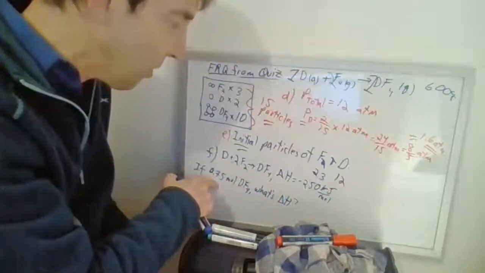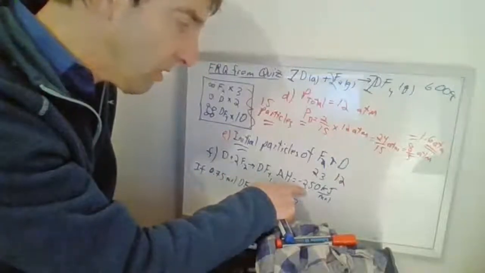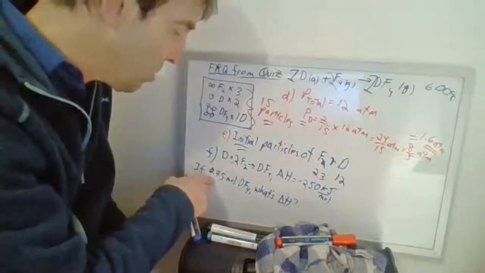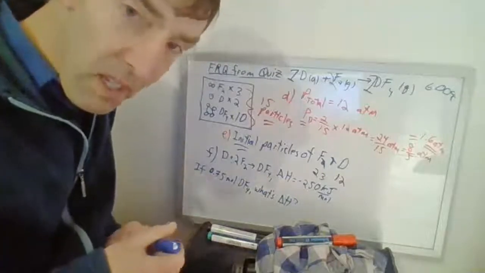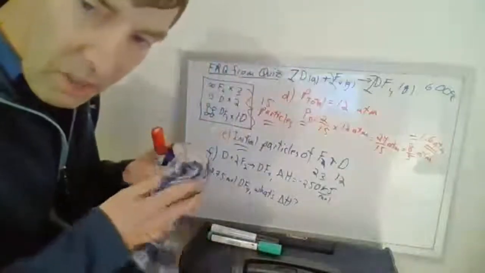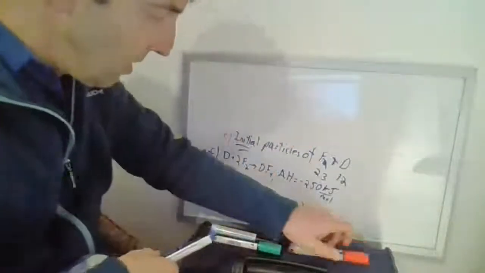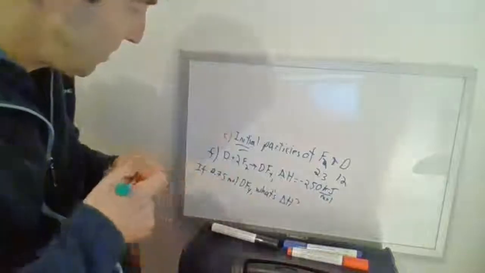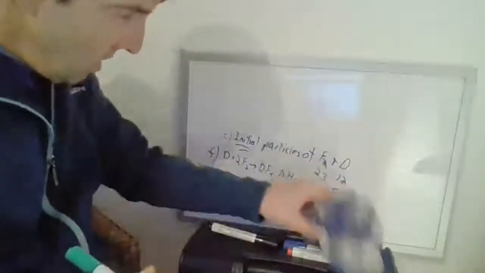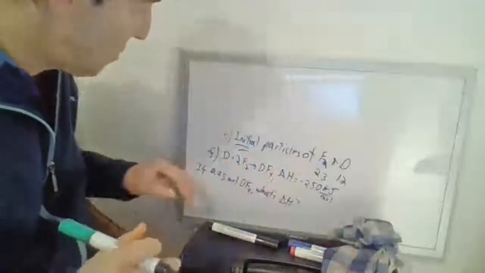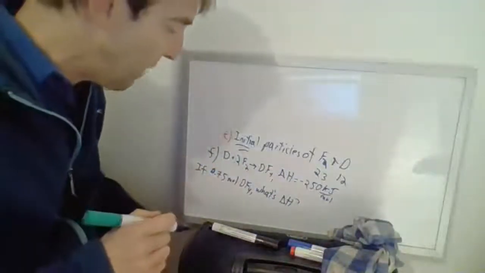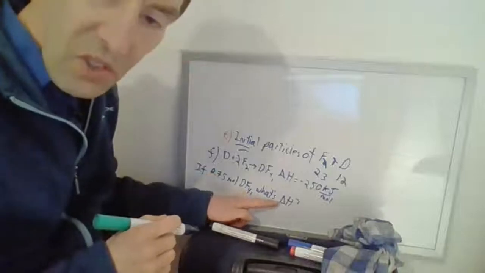I got 0.75 moles. So what do I got to do with this amount of kilojoules per mole? What do I got to do? I want 0.75 moles of DF4. You guys think about it and write something. Okay, so what do I got to do here? I don't want 1 mole of it. I want 0.75 moles, and I want to see what the change in heat is.